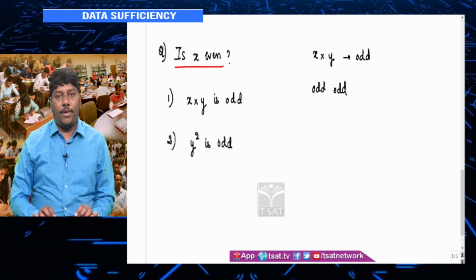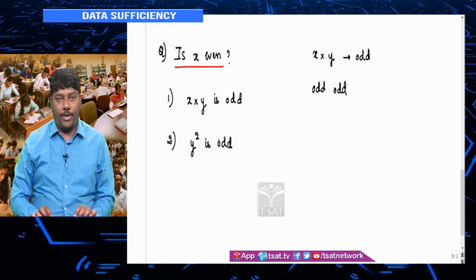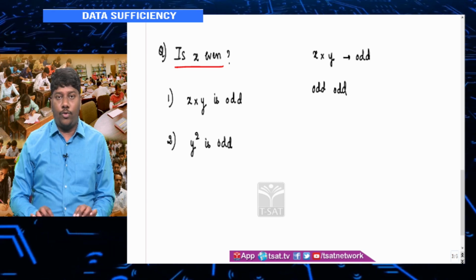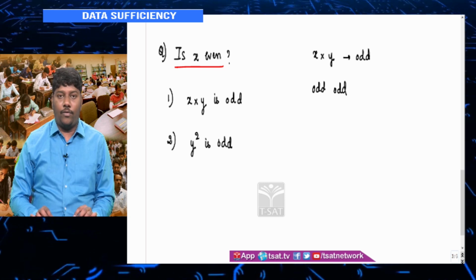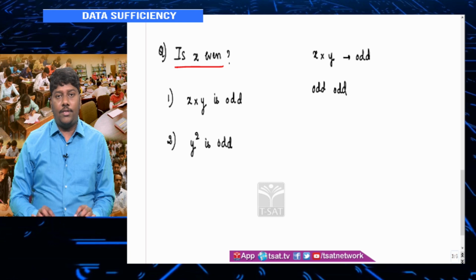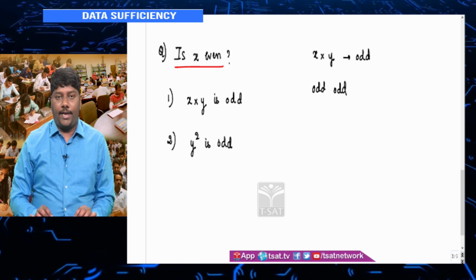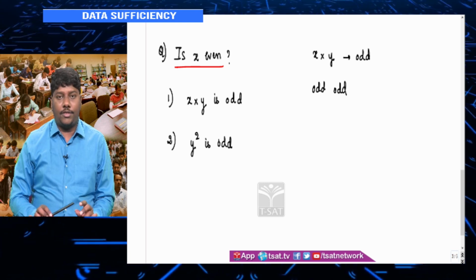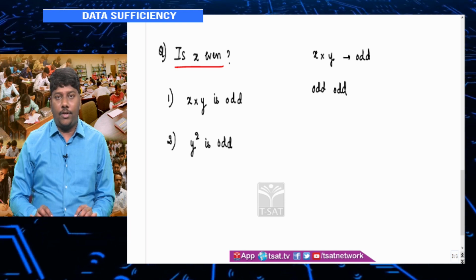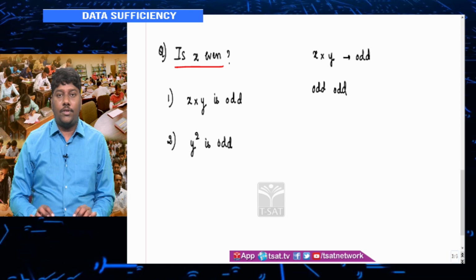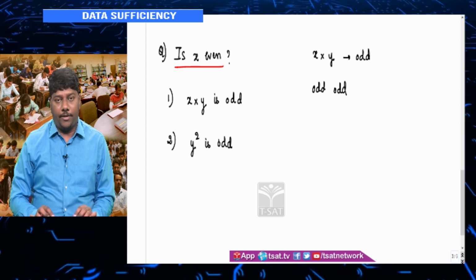Now, if you are answering by using statement 1, let's check statement 2 also. When you are looking at statement 2, you don't need to combine them, right? You only look at statement 2 individually. Now, y square is odd. When y square is odd, we know y is odd. When y is odd, we don't know about x. So, statement 2 is not sufficient. Now, you don't need to combine it also because I know 1 is sufficient. So, our answer is option A here.